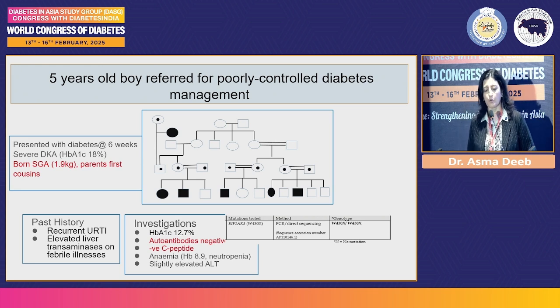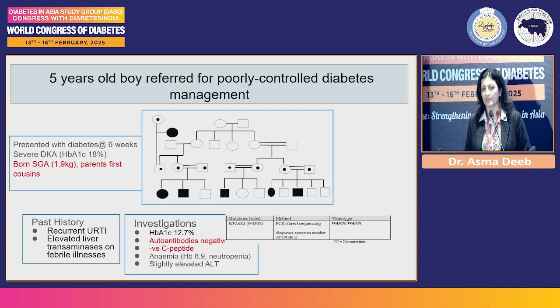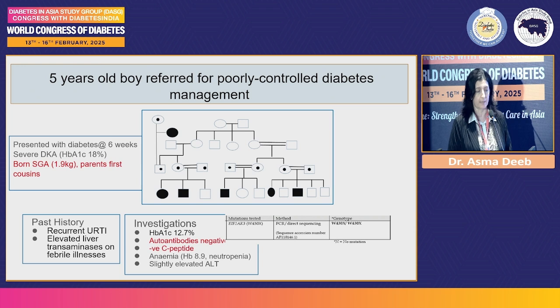This is a 5-year-old boy that has been referred to our clinic because his diabetes was not really well controlled. He presented with signs and symptoms of diabetes at 6 weeks of age, when he presented with diabetic ketoacidosis, and I have never seen an HbA1c of 18%, which he had at that time. Of relevance, he was born small for gestational age, and his parents were first cousins.